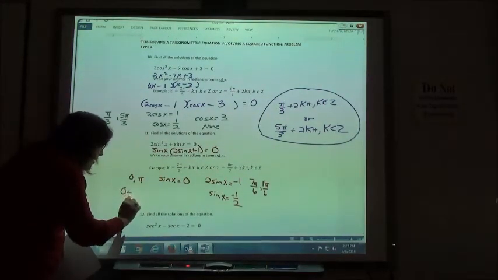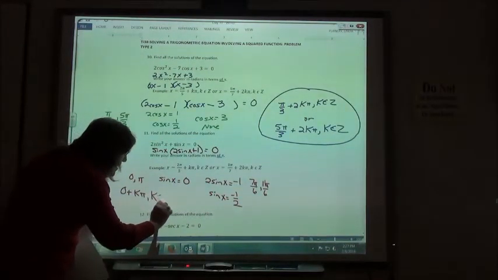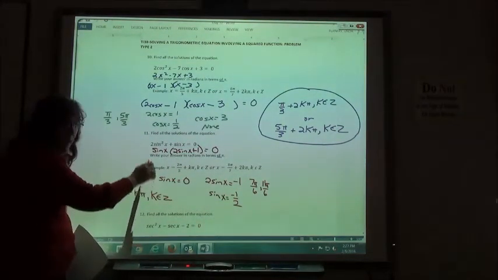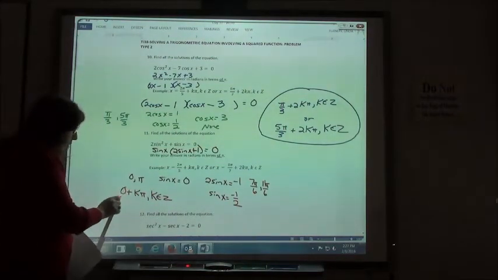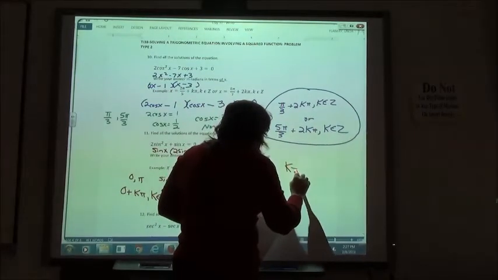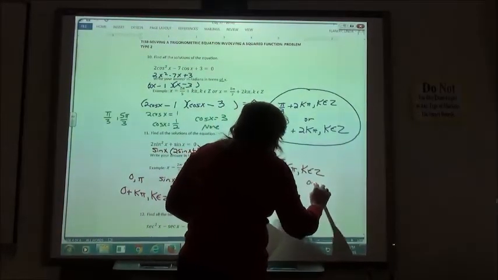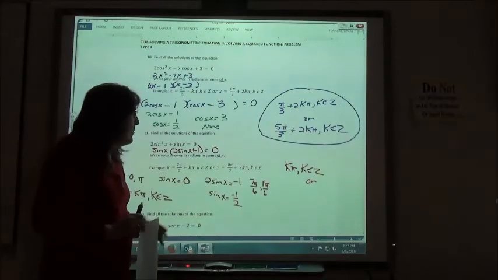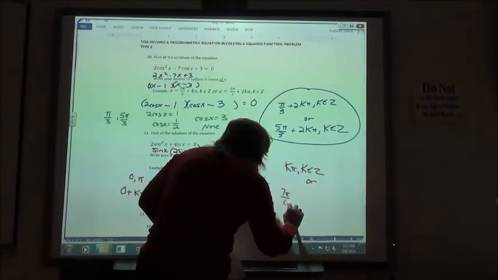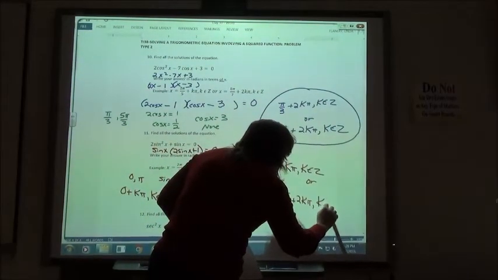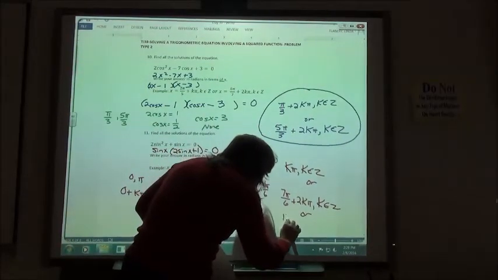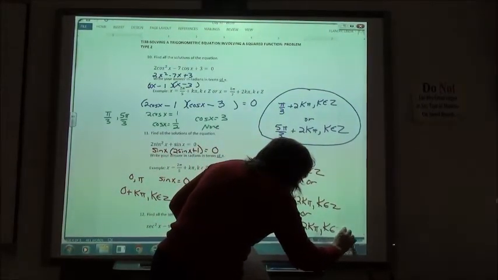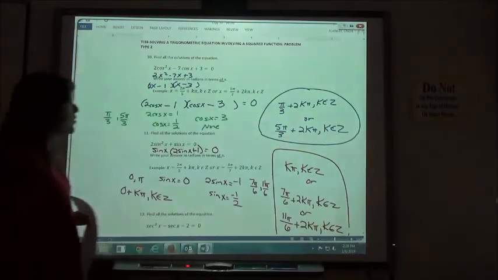I would say 0 plus k pi, with k being an element of z. But I really don't need the 0 in front of that. So every pi, I'm going to be at 0, pi, 2 pi, 3 pi, 4 pi, and so forth. So I don't need the 0. I'm just going to put in k pi with k being an element of z. Or, over here to these two answers, these ones are not 180 degrees apart, and sine has a period of 2 pi. So I'm going to have 7 pi over 6 plus 2k pi with k being an element of z, or I'm going to have 11 pi over 6 plus my 2k pi, again with k being an element of z. So all three of those are going to go in for your solution.